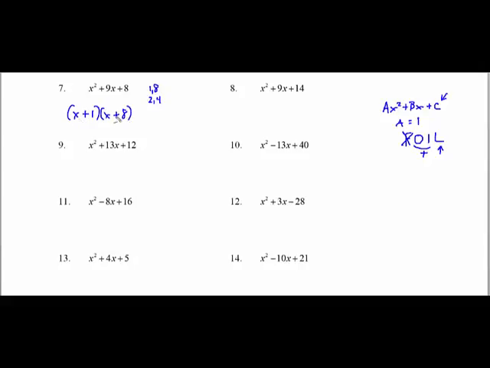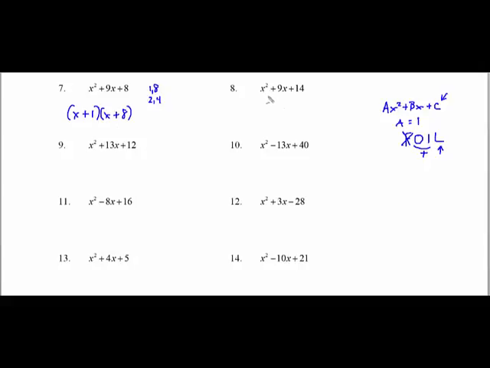If I FOILed it to check my answer, I'd have x times x, which is x squared, 8x and 1x making 9x, and then 1 times 8 is 8. So, hey, look at that. There is my FOILed problem. One last thing I should say is you could write this problem as x plus 8 and x plus 1. It would be okay because it would still FOIL to make this answer.